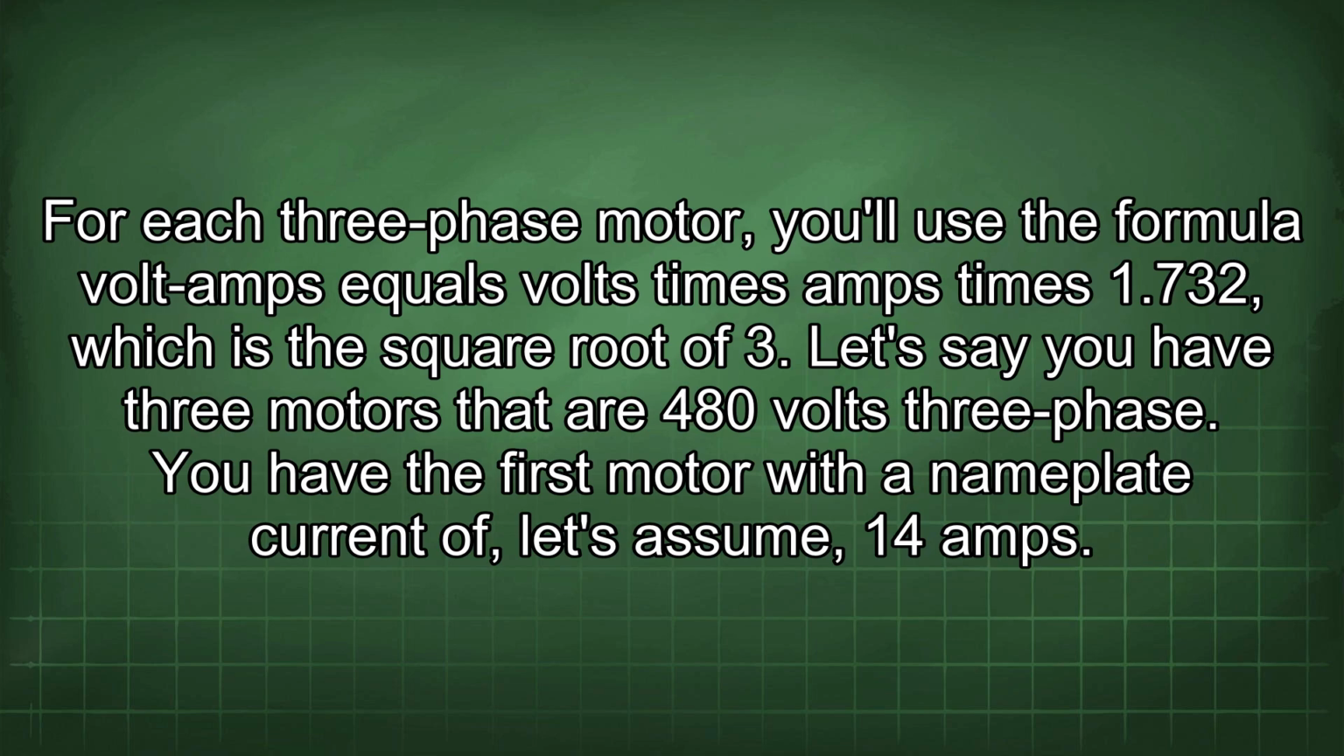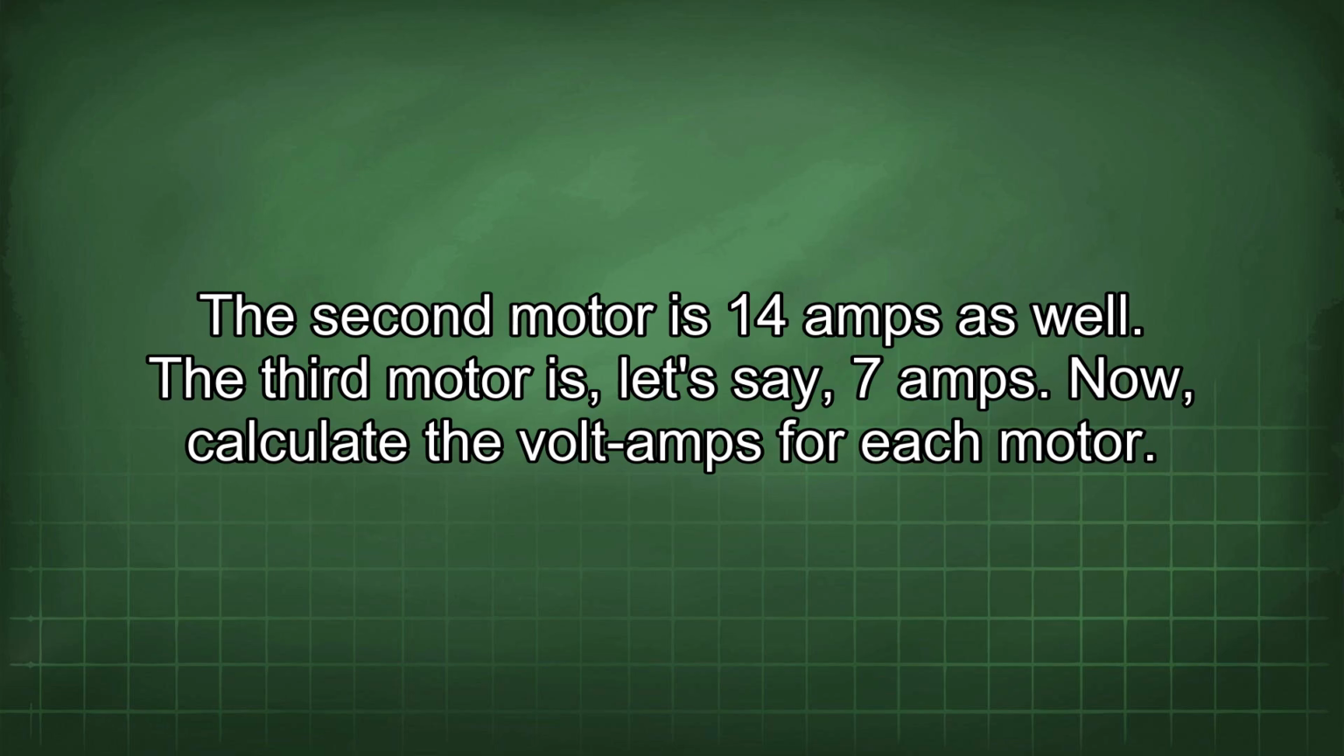For each three-phase motor, you'll use the formula volt-amps equals volts times amps times 1.732, which is the square root of 3. Let's say you have three motors that are 480 volts three-phase. The first motor has a nameplate current of, let's assume, 14 amps. The second motor is 14 amps as well. The third motor is, let's say, 7 amps.